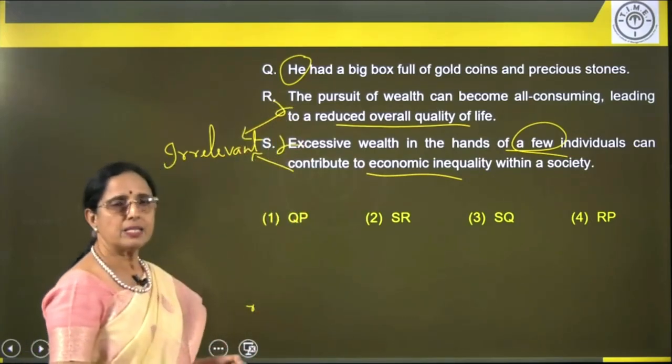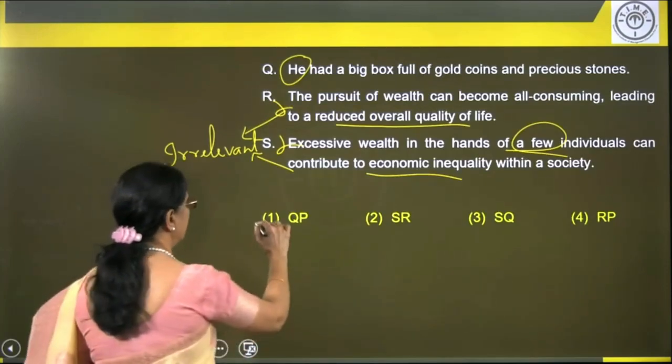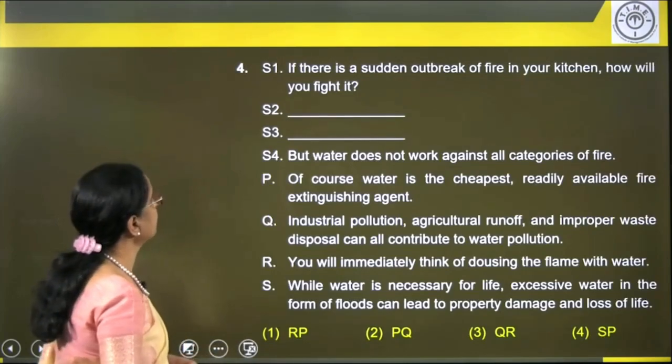Alright. So what's our answer? QP is our answer. So 1 is the answer. Very simple and straight. Next one.